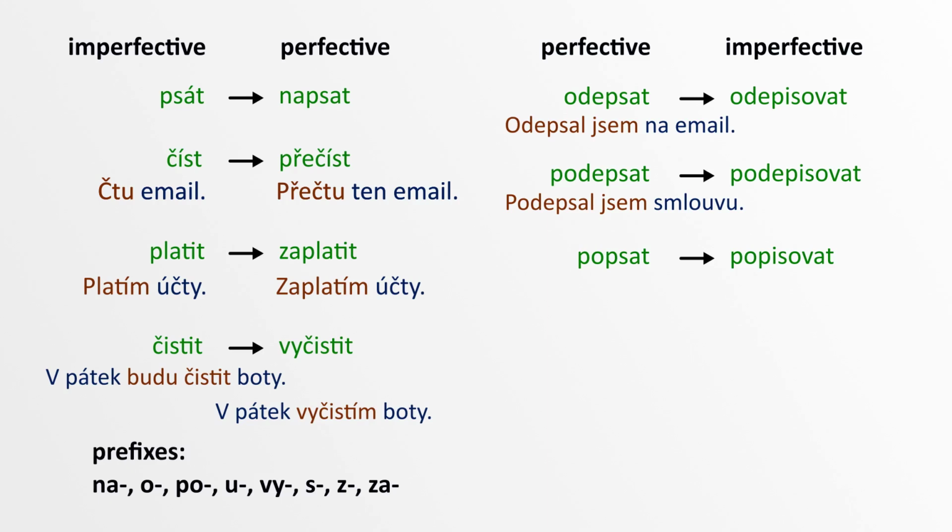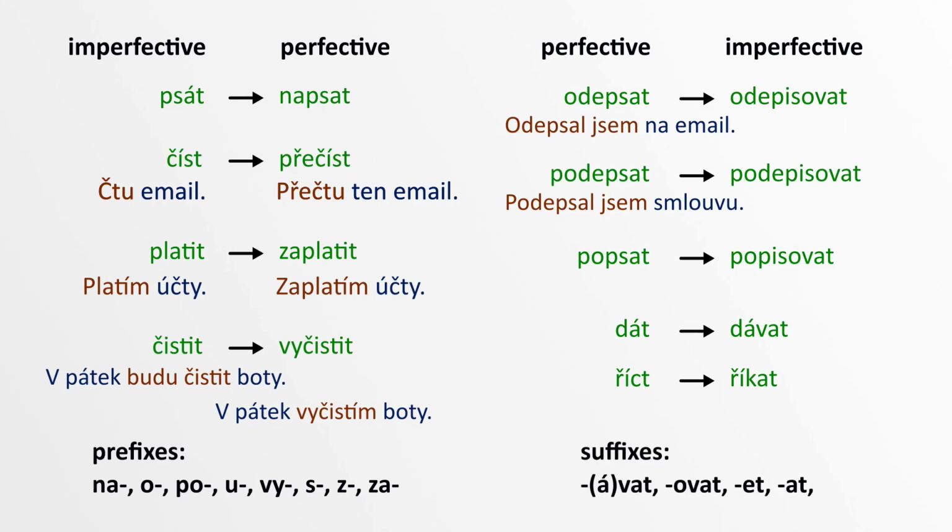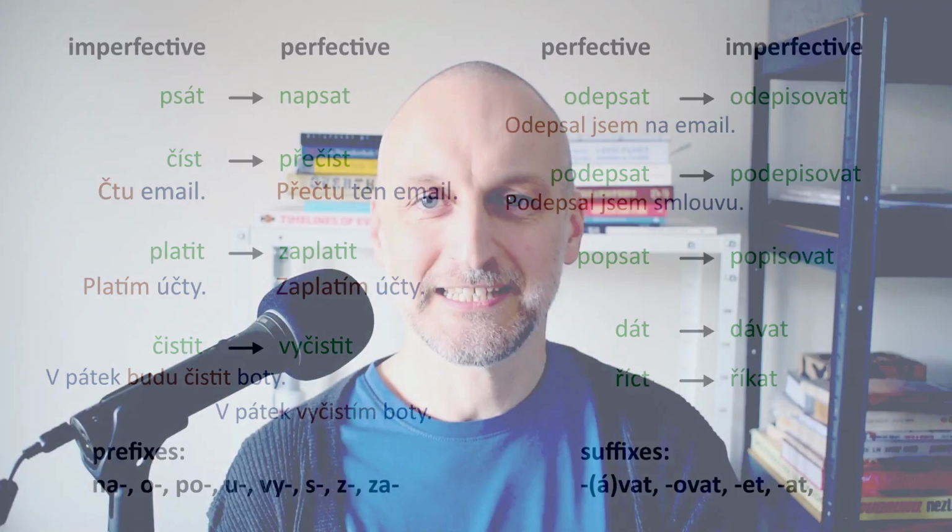For example, dát, which is to give, and it's the perfective variant. Dávat, which has the same meaning, but it is imperfective. Říct, perfective, říkat, imperfective, they both mean to say. The imperfective suffixes would usually be avat, or just vat, ovat, et, at. So we have these pairs of perfective and imperfective verbs created either by adding a prefix or changing the suffix.